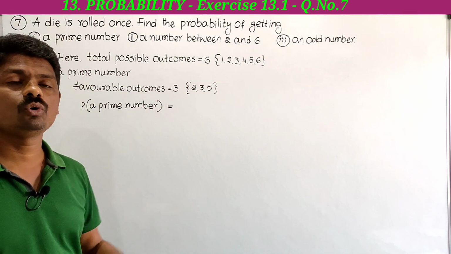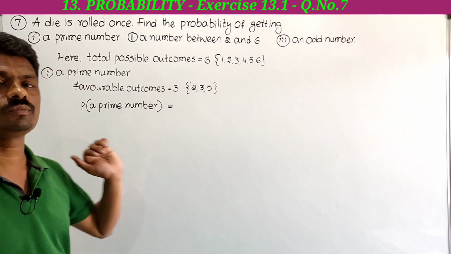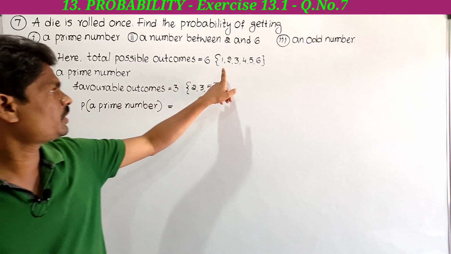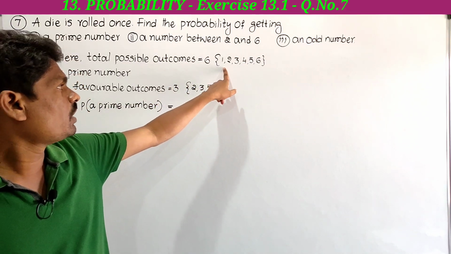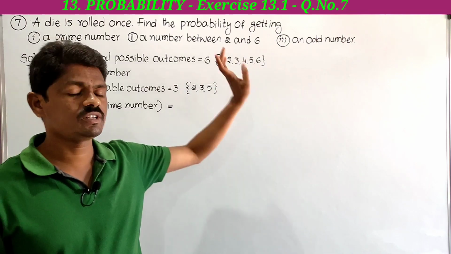So if a die is rolled once, then the total number of possible outcomes is equal to 6. So what are the possible outcomes? Either they may be 1 or 2 or 3 or 4 or 5 or 6.